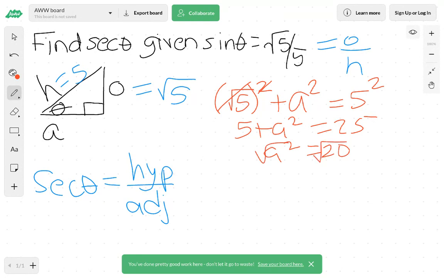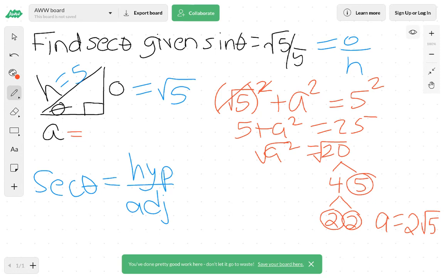And for the 20, I need to break it up, so I'm going to use a factor tree. 20 splits up into 4 and 5. 5 is prime. 4 splits up into 2 and 2. The 2's are prime, and since there are 2 of them, they're a pair. They get to come out, meaning that a is 2 square root 5. And now I know the adjacent side of my triangle.